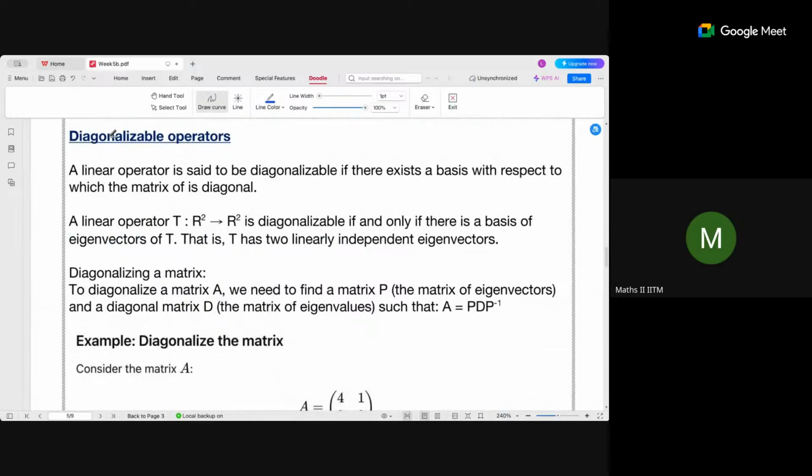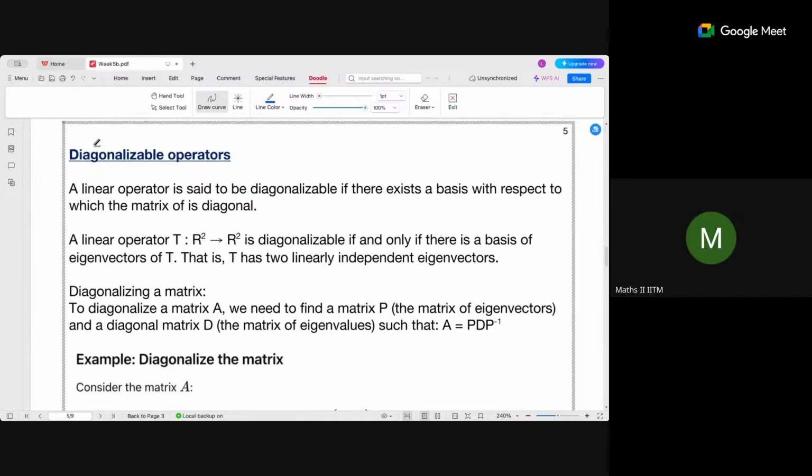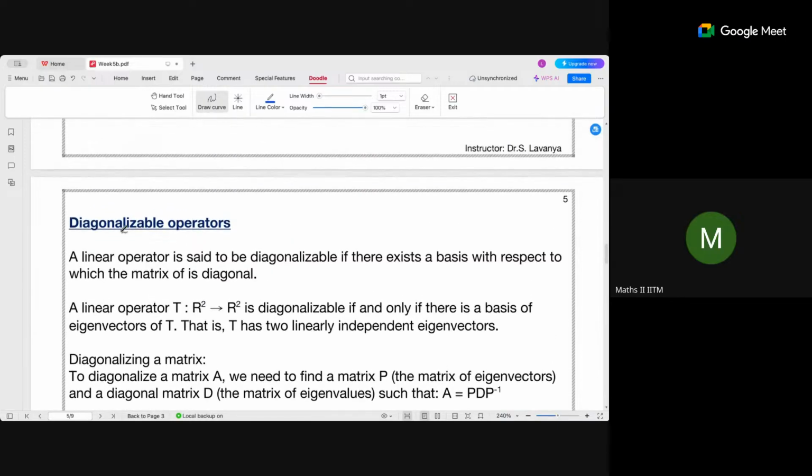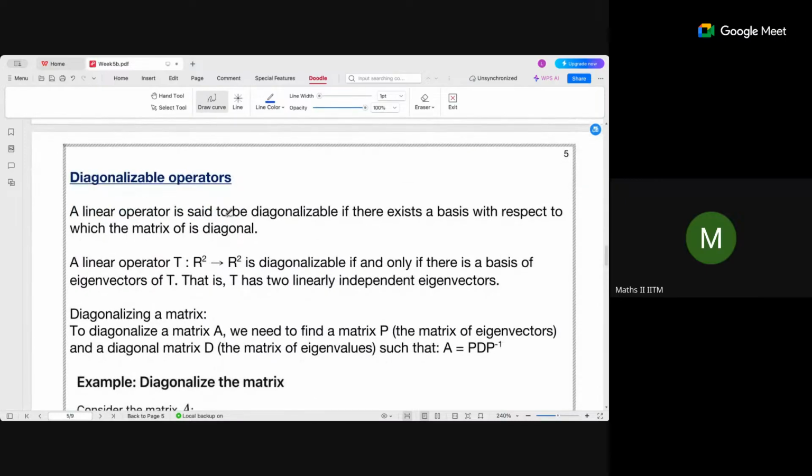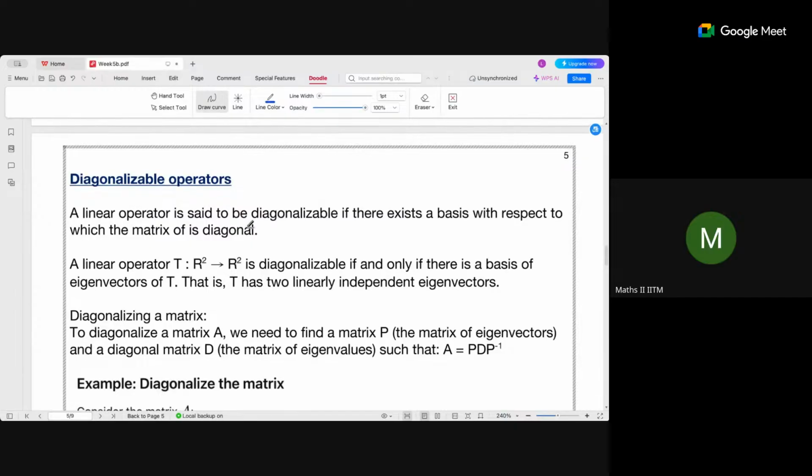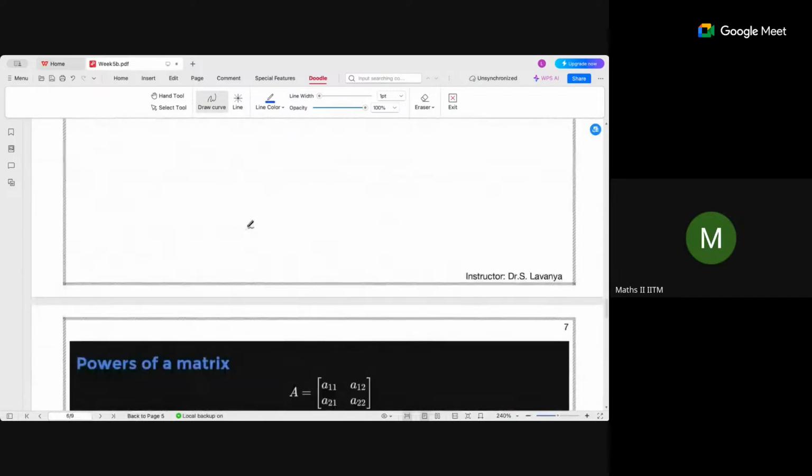What does diagonalizable mean? It is not actually diagonal, but we can represent it in a diagonal form. Diagonal means it is already diagonal, and you don't have to do anything to make it diagonal. But diagonalizable means it is not diagonal, but we are going to do something to make it diagonal. How are we going to do that? We'll see now. A linear operator is said to be diagonalizable if there exists a basis with respect to which the matrix of that T is diagonal. Okay, maybe I will start with an example.